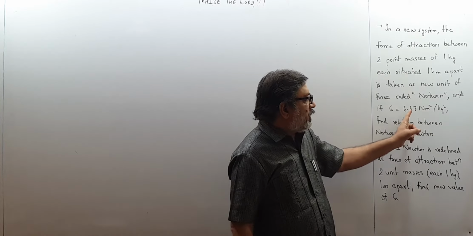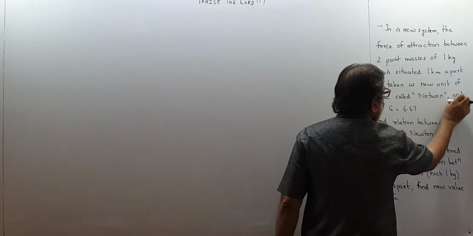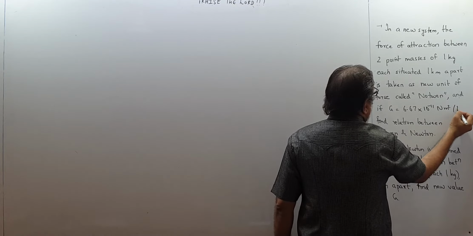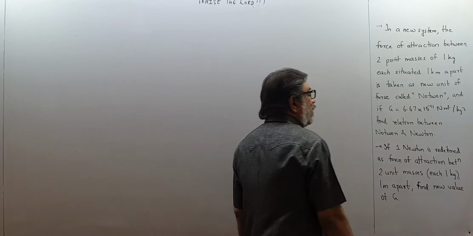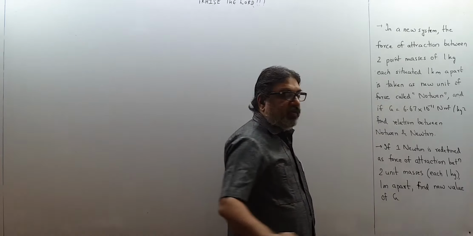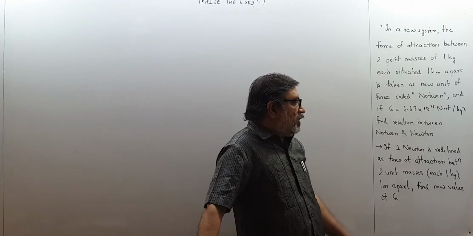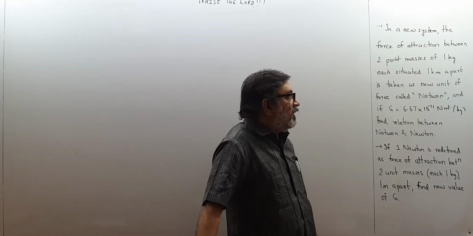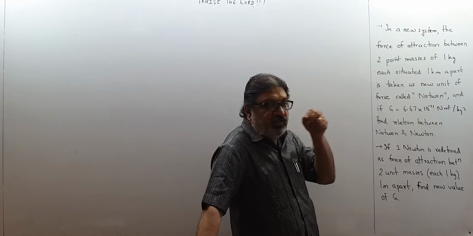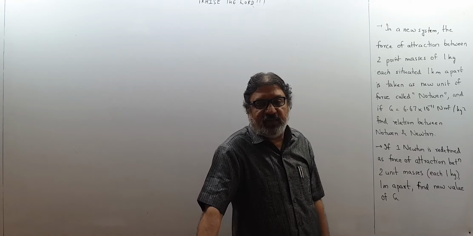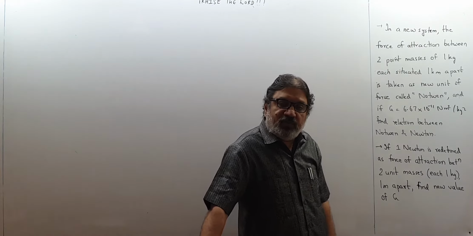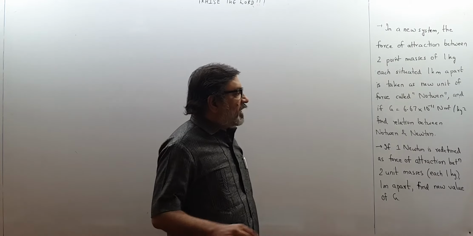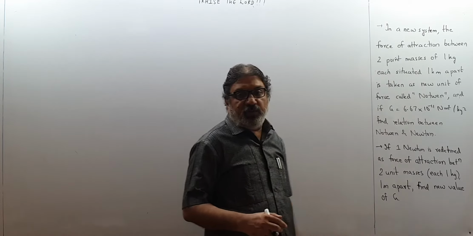And if G is 6.67 into 10 raised to minus 11 Newton meter square per kg square, this is the correct value, then find the relation between the new Newton and the old Newton. So we want the relation between the new unit of force and the old unit of force, because now the distance is changed. Earlier we defined Newton as the force between 2 bodies of mass 1 kg each at a distance of 1 meter. Now the distance is made 1 kilometer.